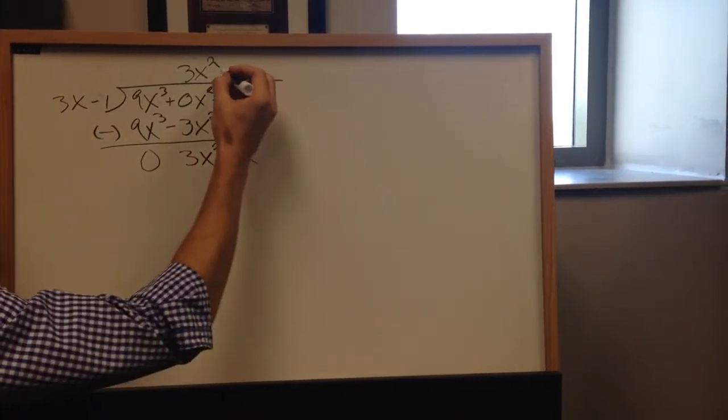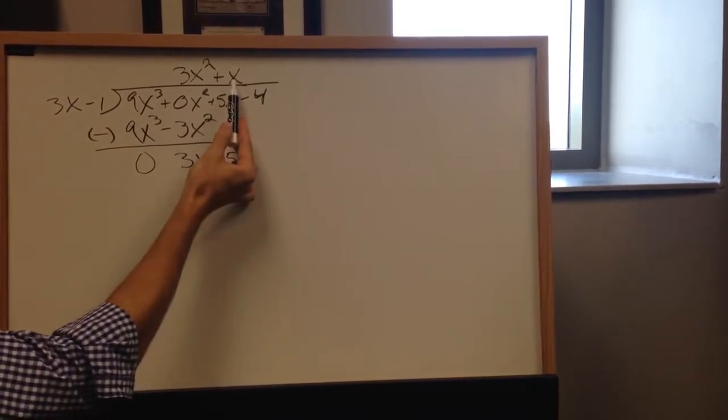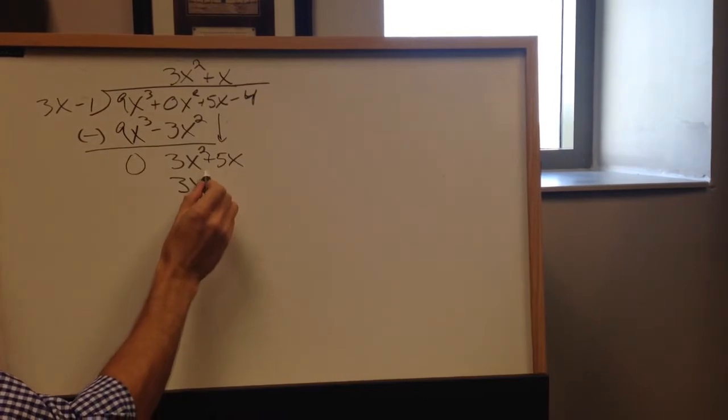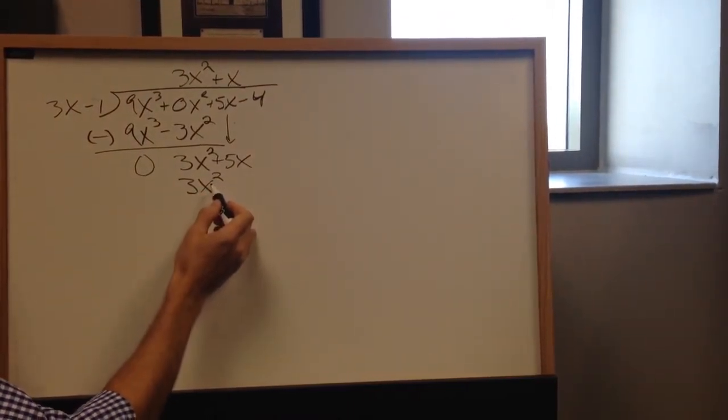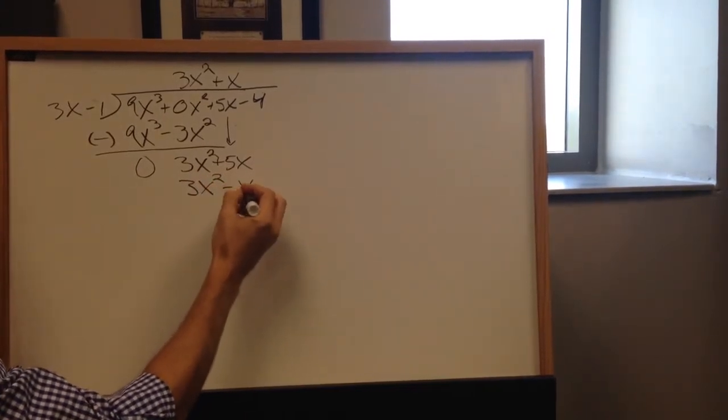The answer, 1x times. Then we multiply. x times 3x is 3x squared. And you can see how that 3x squared is going to cancel out again when we do our subtraction. The x times the negative 1 is negative x.